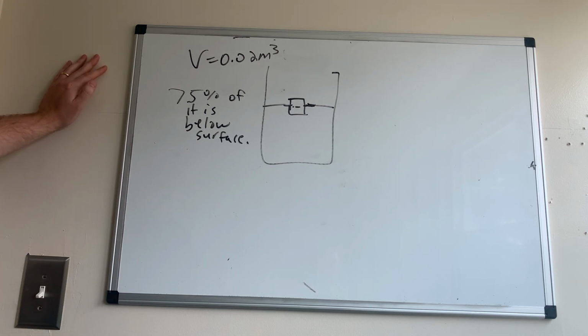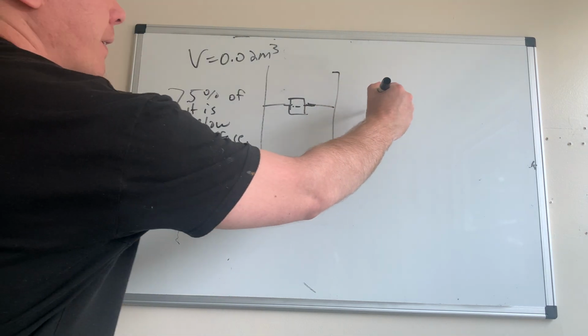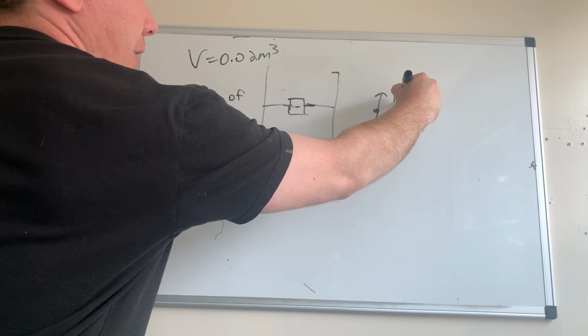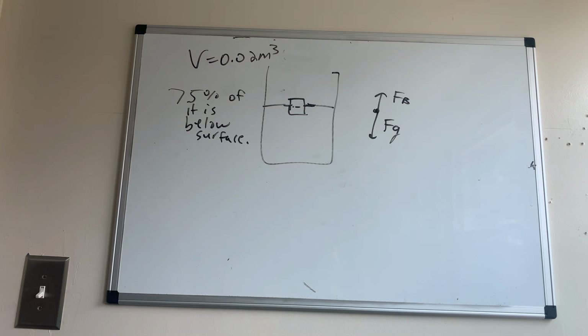Okay, so the block feels two forces. Gravity pushes downwards on it, and then the water pushes upwards on it, and we call this the buoyancy force. So if these two things are balanced, it will float.